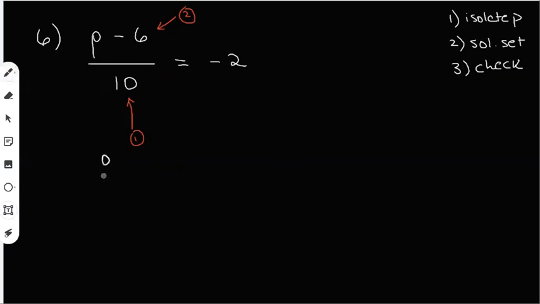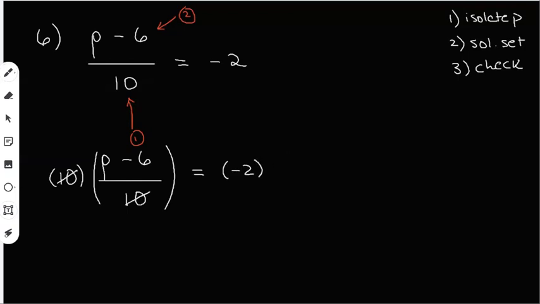So let's do that. We need to get rid of the 10 first. The way I'm going to do that is by multiplying both sides by 10. That way, the 10 and the 10 will cancel each other out. On the other side, I still have a -2, and I'm multiplying this side by 10 as well. So when I do that, the p minus 6 is going to come down, and I have -2 times 10, which is -20.